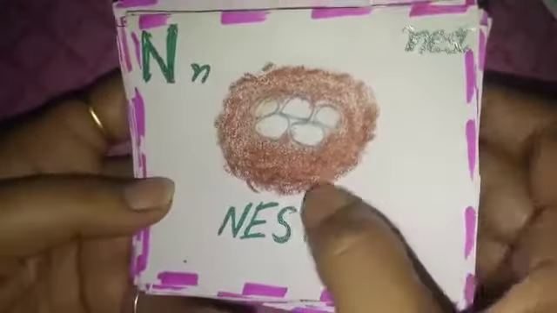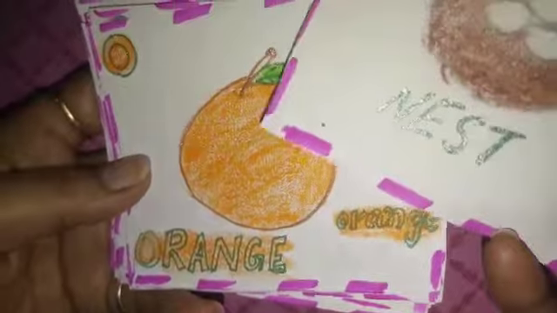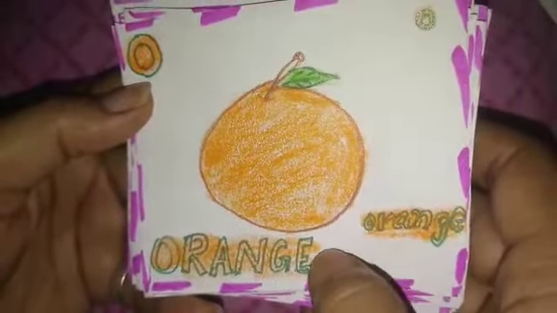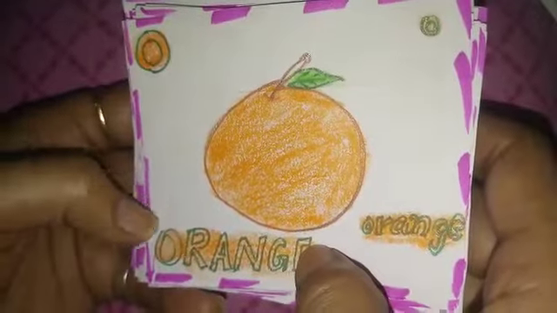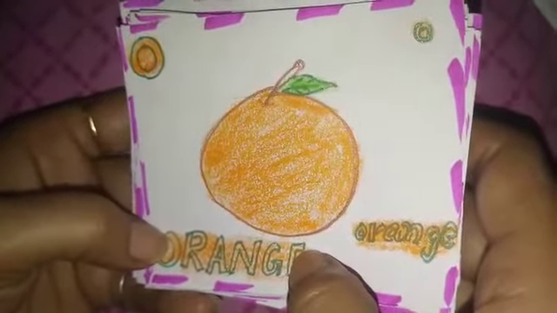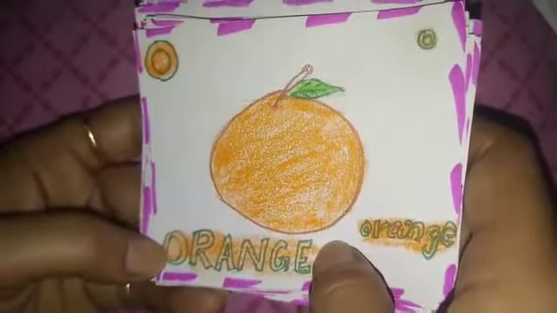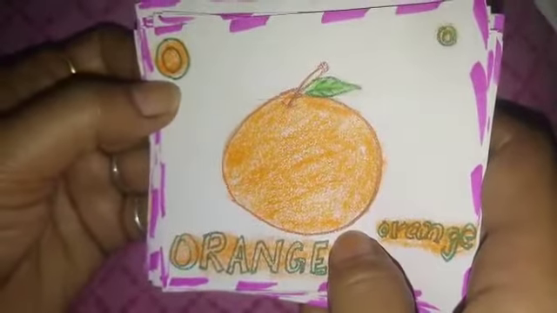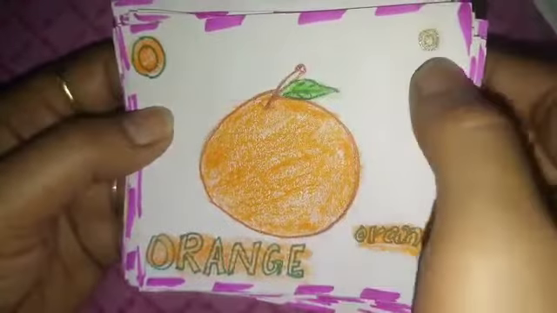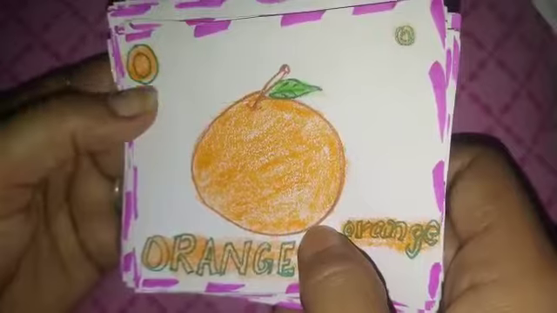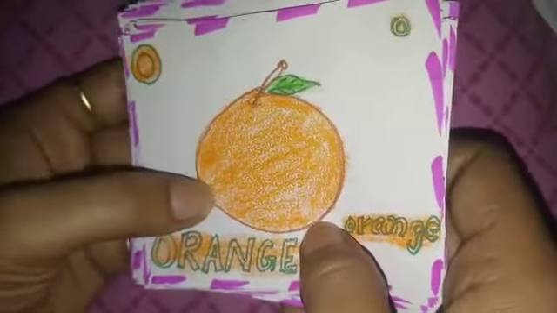Okay, students. Now come to the next. O, orange. In orange, you will find that the beginning sound is O. Okay, here is a capital O and here is a small o. Okay, students. O, orange.